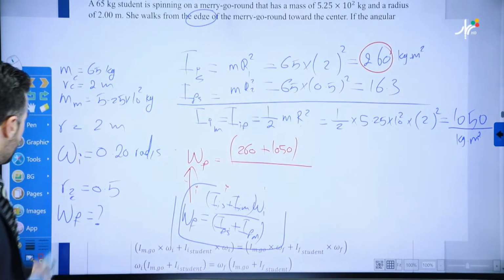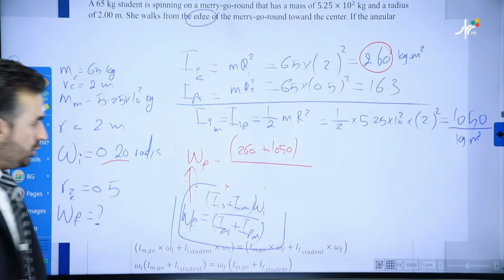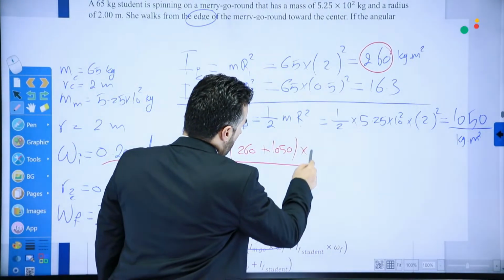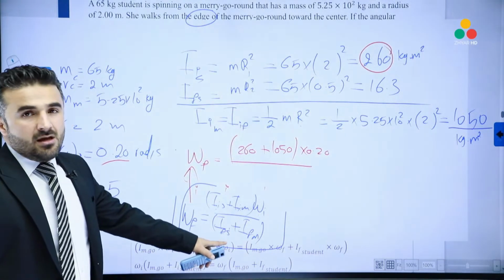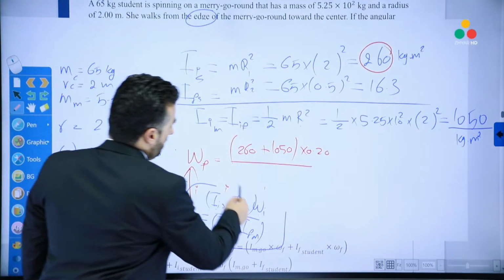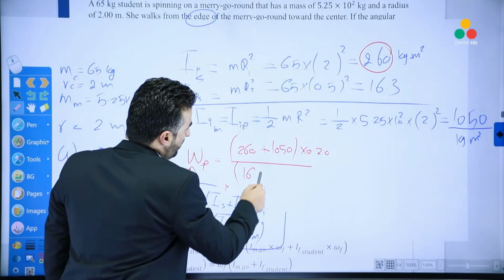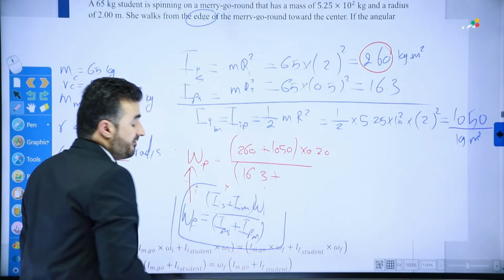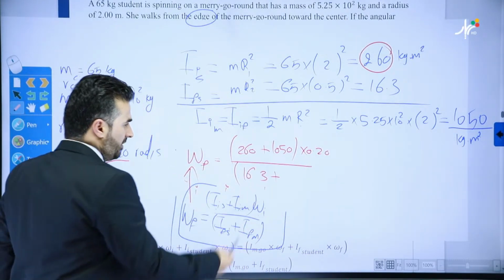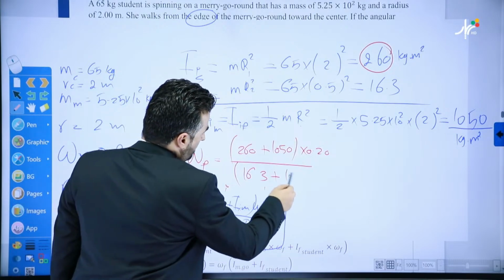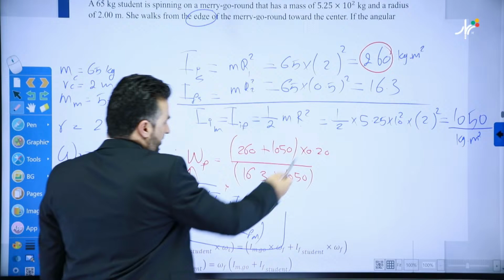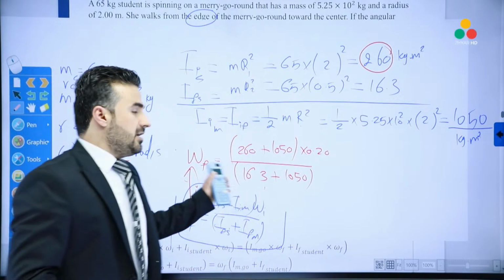What was the initial angular speed? It was 0.20, so multiplied by 0.20, and then divided by the final moment of inertia of the student, which is 16.3, plus the final moment of inertia of the merry-go-round. We said final and initial for the merry-go-round are the same, so 1050. Then divide all this, and you will get the answer.